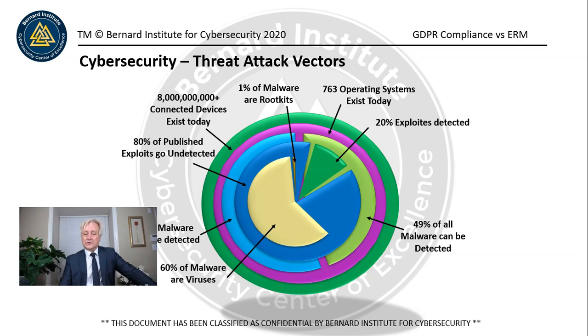1% are rootkits. So rootkits are really nasty because the only way to fix a system with a rootkit is sometimes you have to replace it completely. It's hard to remove. It gets wrapped around the microcode at the lowest level of the system, around the chip sometimes, and it's very difficult to remove and sometimes impossible.